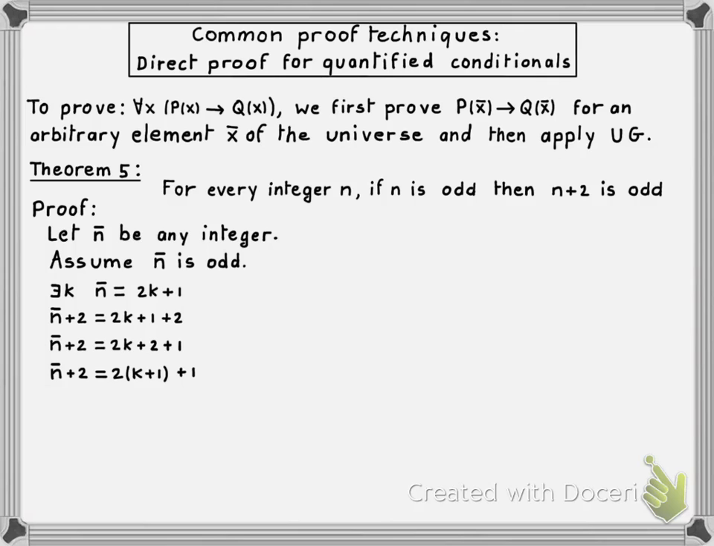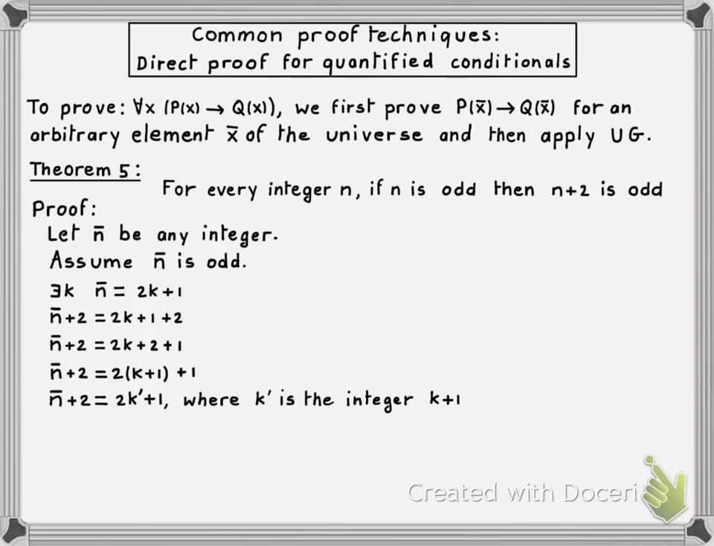And the reason we did this is to obtain an expression of the form n bar plus 2 equals 2 times k prime plus 1, where k prime is simply a new name for the integer k plus 1. Again, it's important to argue that k prime is an integer, since we will need that in the next step, and that's easy to understand since from this step, which is where we introduce k, we know that k is an integer, and we know that adding 1 to an integer yields another integer.